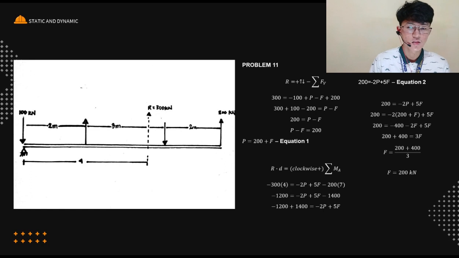So, 300 equals negative 100, yung una nating force, pababa, kaya negative, plus P, pataas yung P, kaya positive, minus F, pababa yung force F natin, kaya negative, and then positive 200 dahil pataas yung isang force. So, ililipat lang natin yung lahat ng may value sa left side and yung variable sa right side para mas simplify. So, 300 plus 100 minus 200 is 200. So, 200 equals P minus F or P minus F equals 200. So, yun yung ating unang equation na nakuha.